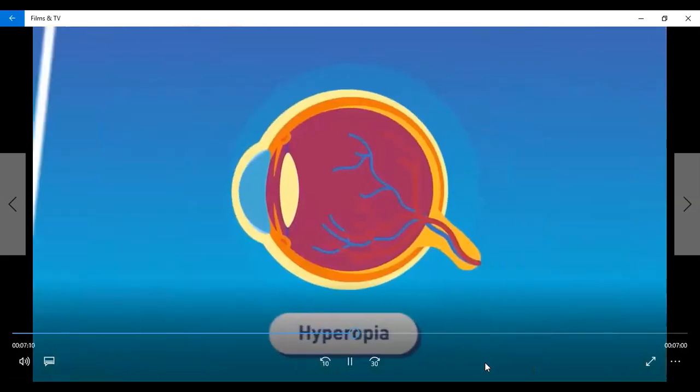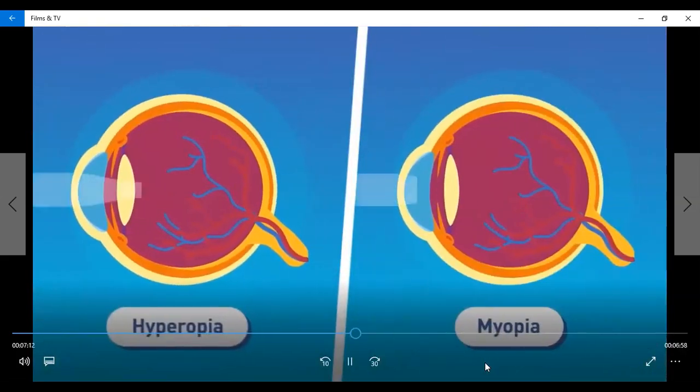Misnomer. Both hyperopia and myopia have abnormal distant vision, i.e., they cannot focus distant objects clearly.